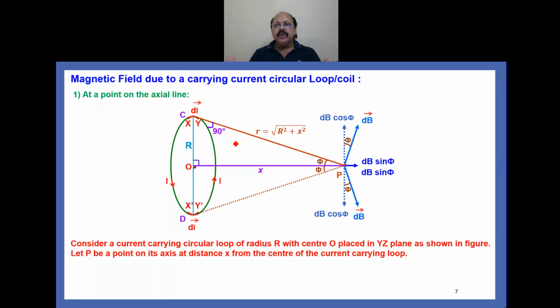So these are the only two elements we have taken, but the current carrying loop has a large number of length elements, that is, current elements. So we have to add all these components along the x-axis. Then we can get the total magnetic field at point P due to the entire current carrying circular loop or coil, right? So we apply Biot-Savart's law at point P first for the current element at point C.